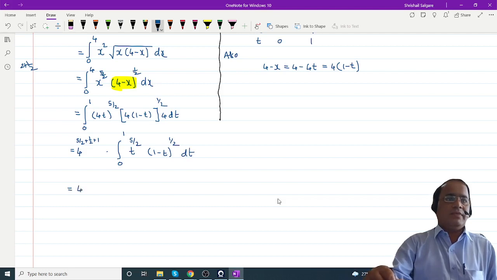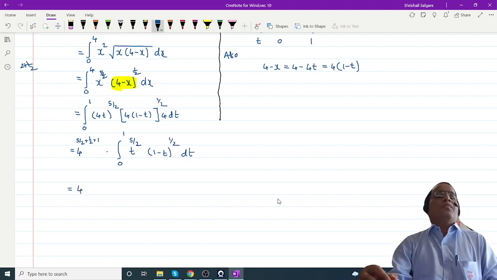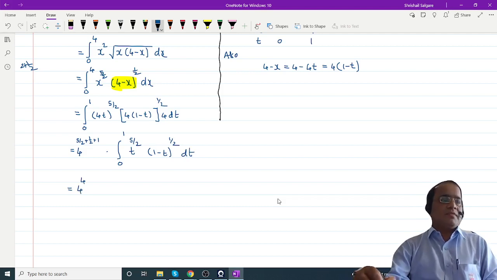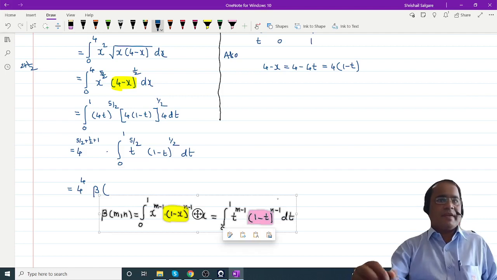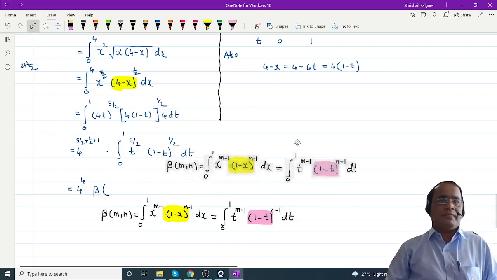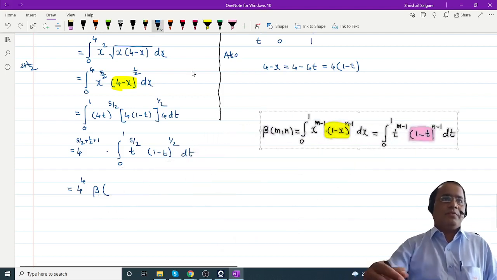So this 4 raised to, what will it come? 5 plus 1 is 6 by 2, 4 raised to 4. Correct? Confirm it? Yes, sir. And what are the parameters of the beta? Again, it comes in the beta form if required by definition: 7 by 2 and 3 by 2. Very good. So you have to make the adjustment again.